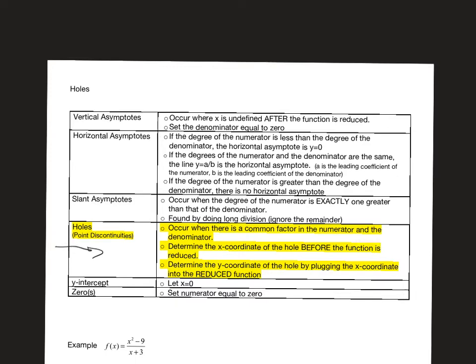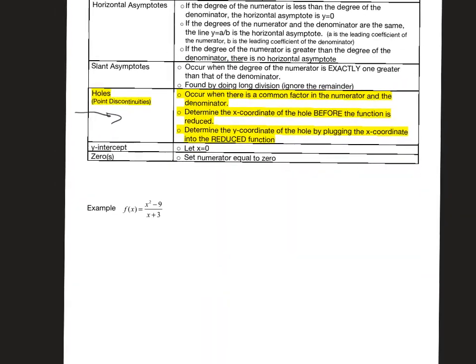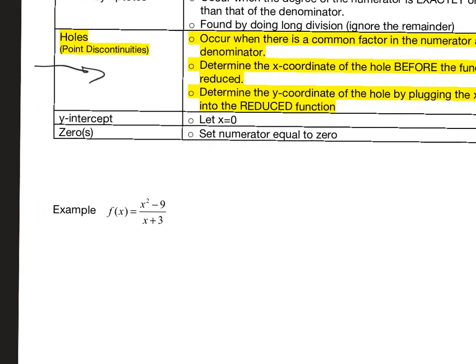You can read it, and I'm not going to read it to you. You're smart people, you can read, but let's show you how to do it. Here's this function right here. Now, holes are dependent on a common factor. That is the most important part of holes. If you'll notice on this function, the top is factorable, right? So you're going to have to do this first. Holes always come first. So when I factor this, I can tell that there is a common factor.